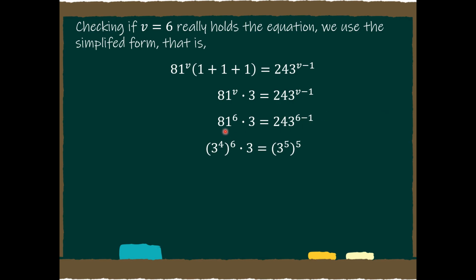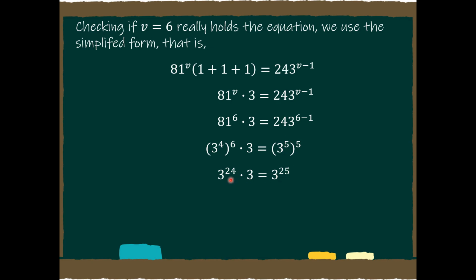This 81 can be expressed as 3 raised to 4, and this 243 is 3 raised to 5. Then apply some laws of the exponents. For a power raised to another power, you multiply: 4 times 6, that is 24. Then 5 times 5, because 6 minus 1 is 5. That is why it is 5 here. Then 243 is the fifth power of 3, so you have 5 times 5, that is 25.